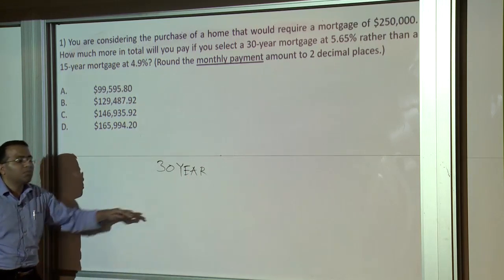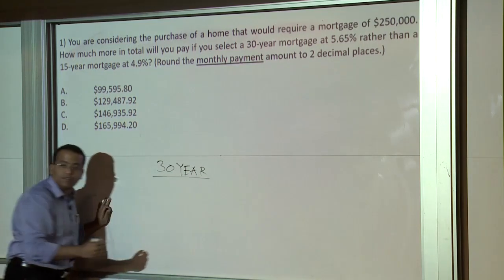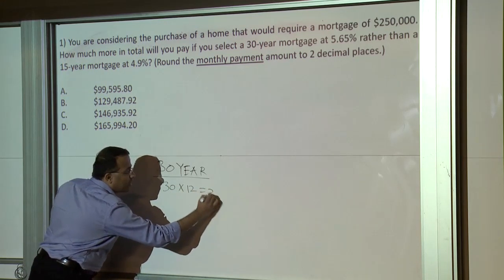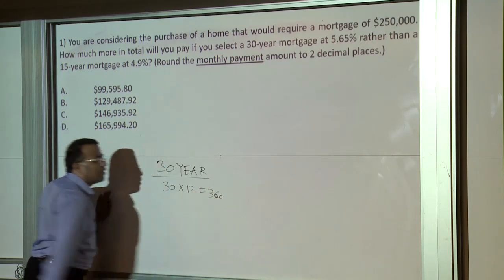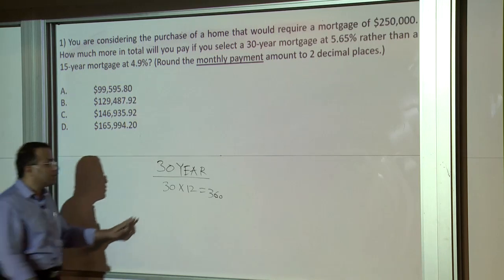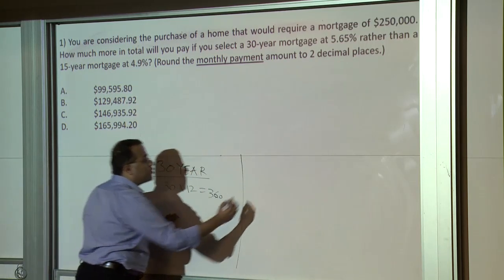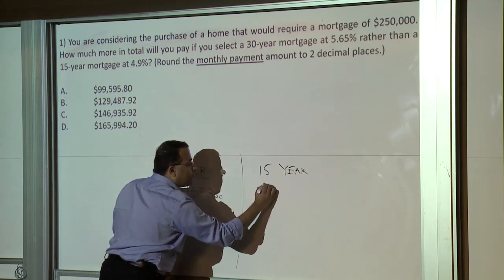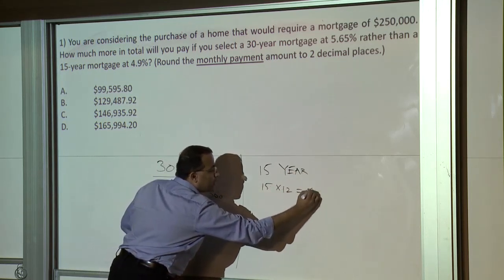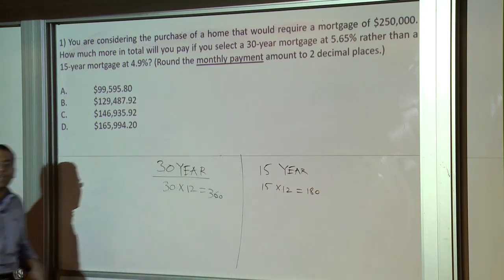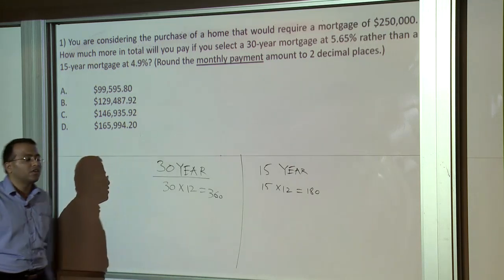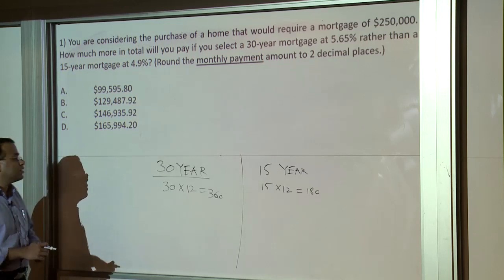And how many payments is that? That's going to be 30 multiplied by 12. That's 360 payments. That's one option. Then you have another option, which is a 15-year plan, and that's going to be 15 multiplied by 12. That's 180 payments or 180 periods, 180 months, and this is 360 months. So that's one part of the question.